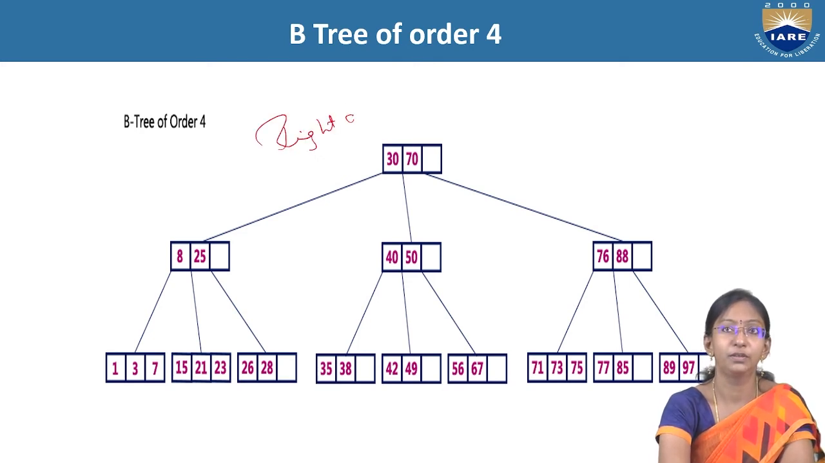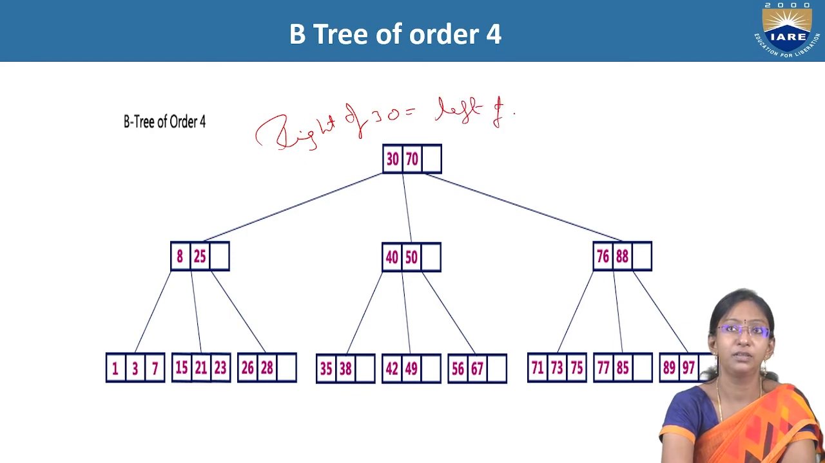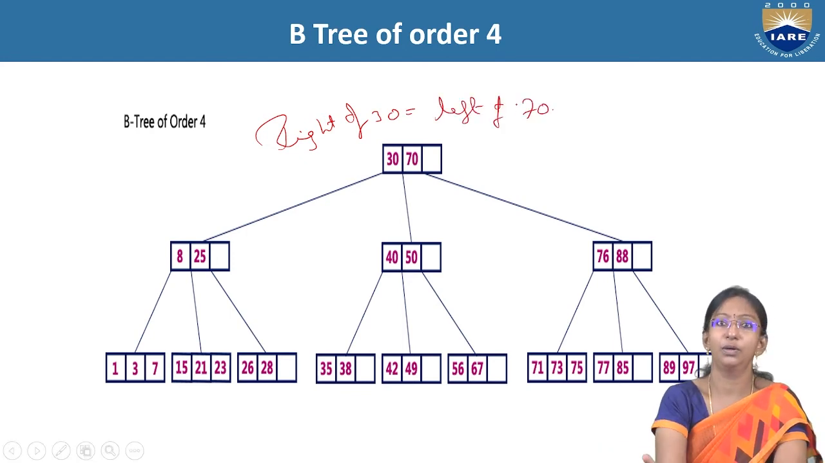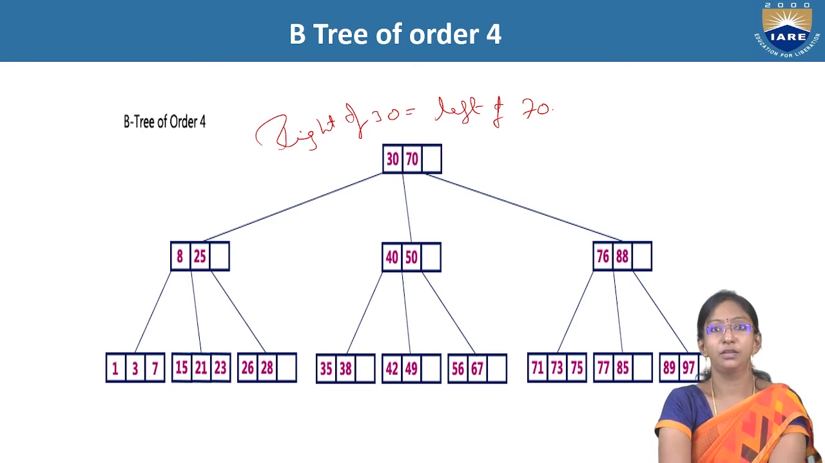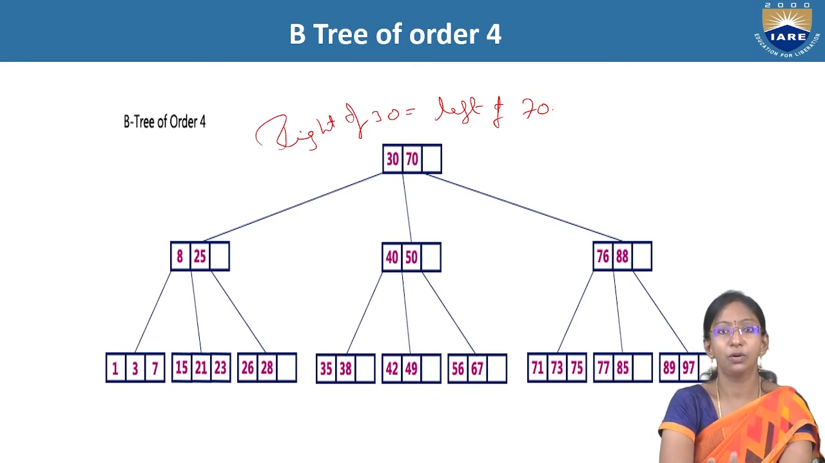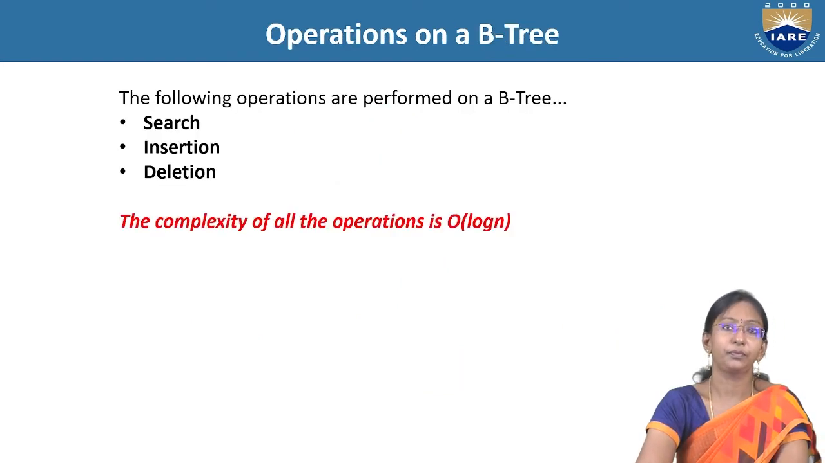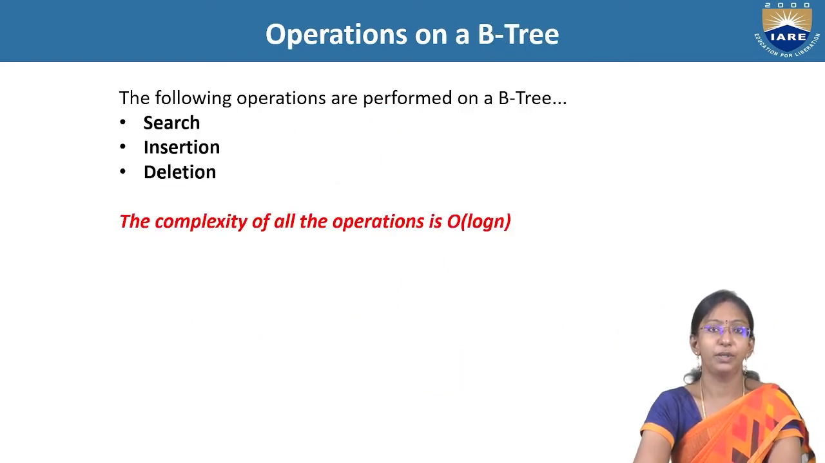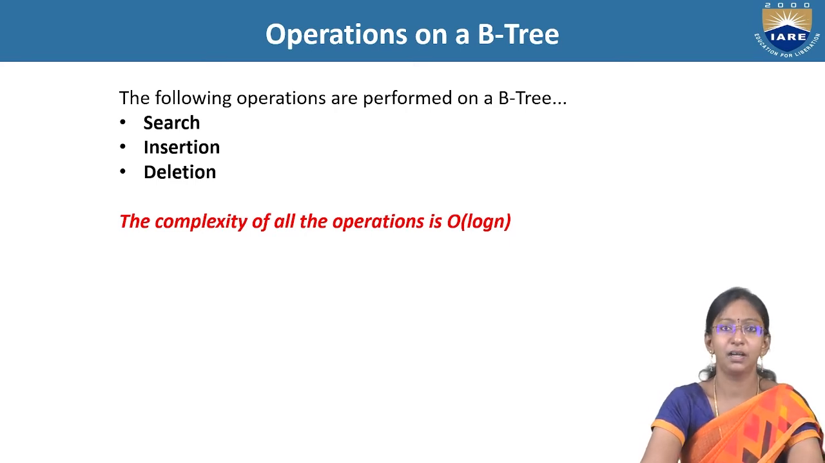Okay, and we can say that right of 30 will be equal to left of 70. You take whatever wording is easy for you. Both are talking about the same subtree. Okay, basic operations that we can perform: the same old search, insert, and delete. It will be similar to when you learned BST. These are quite simple, and their complexity is order of log n.